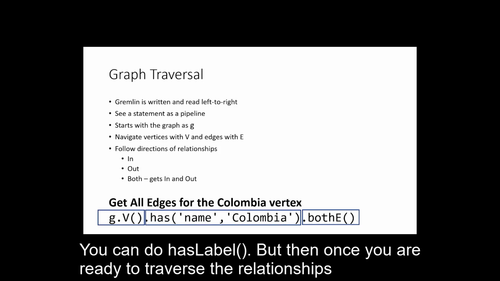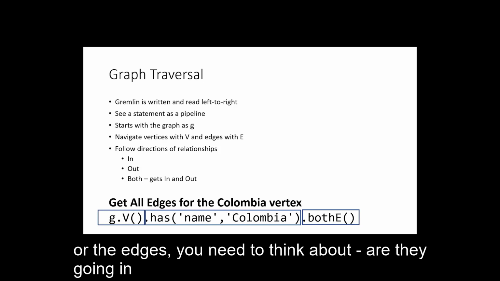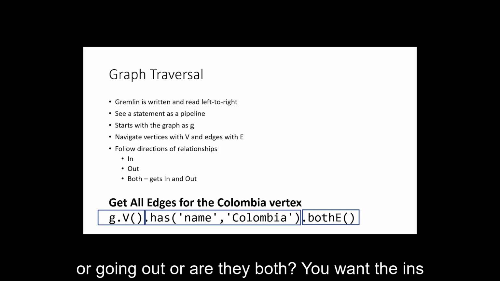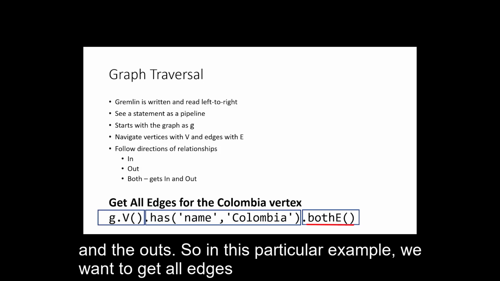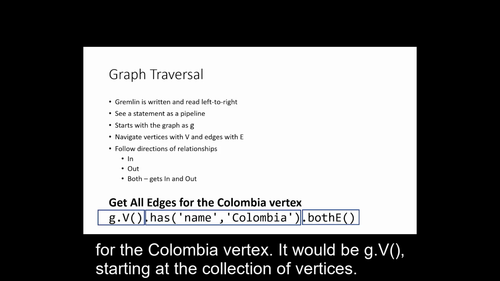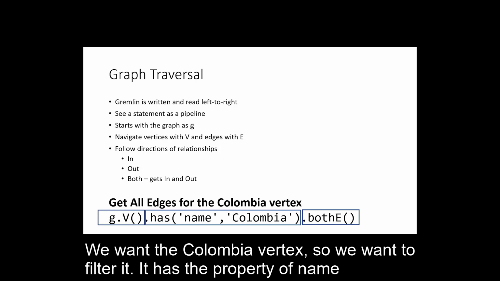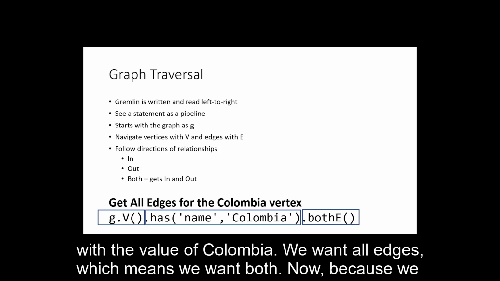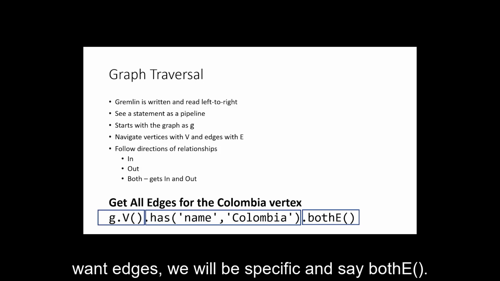But then once you're ready to traverse the relationships or the edges, you need to think about, are they going in, are they going out, or are they both? You want the ins and the outs. So in this particular example, we want to get all edges for the Colombia vertex. It'd be G.V, so starting with the collection of vertices. We want the Colombia vertex, so we want to filter it. It has the property of name with the value of Colombia. We want all edges, which means we want both. Now, because we want edges, we'll be specific and say .bothE.